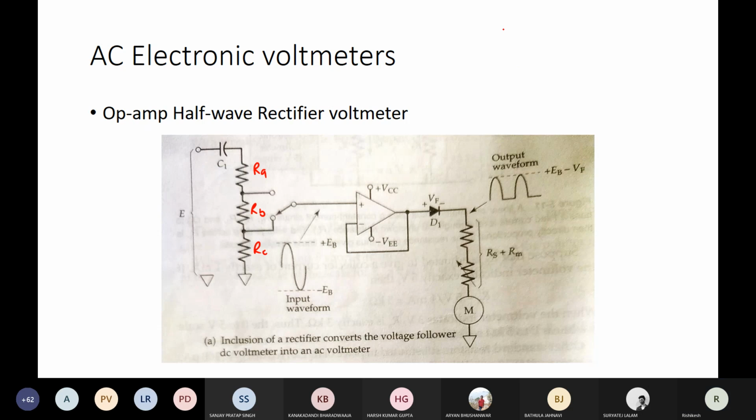So different ranges of E1, E2, E3 are obtained with the choice of resistance. That is not an issue. We have already seen that. Once that AC quantity appears at the positive terminal of the op-amp, which configuration is this? Can you remember? Which is this configuration of op-amp?